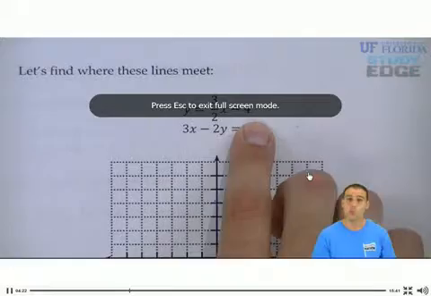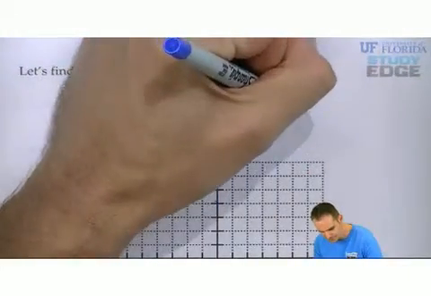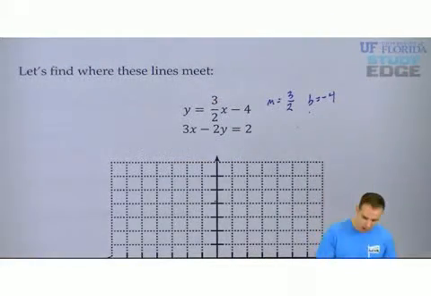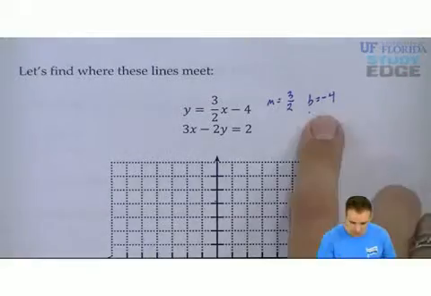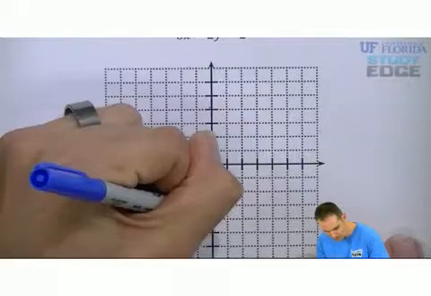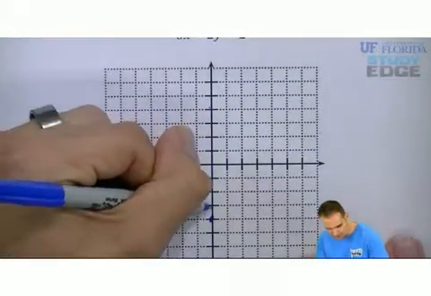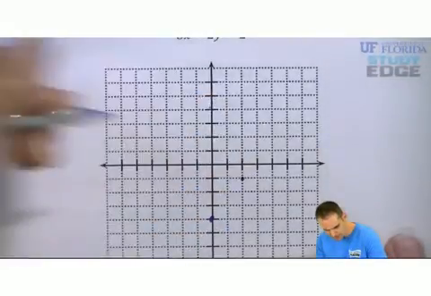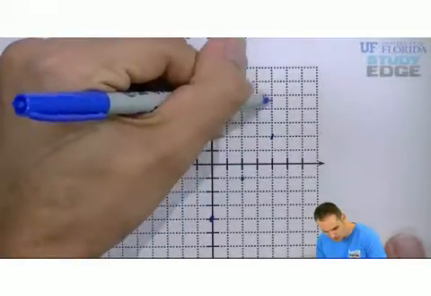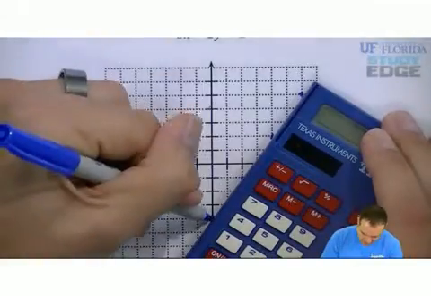Already set up. Y equals mx plus b. This slope is 3 halves. The y-intercept b is negative 4. On my grid, I'll start at the y-intercept, negative 4. I'll go down 1, 2, 3, 4. And the slope is 3/2. So from this point, I'll go up 1, 2, 3, and to the right 2. Up 1, 2, 3, and to the right 2. And I shall connect.